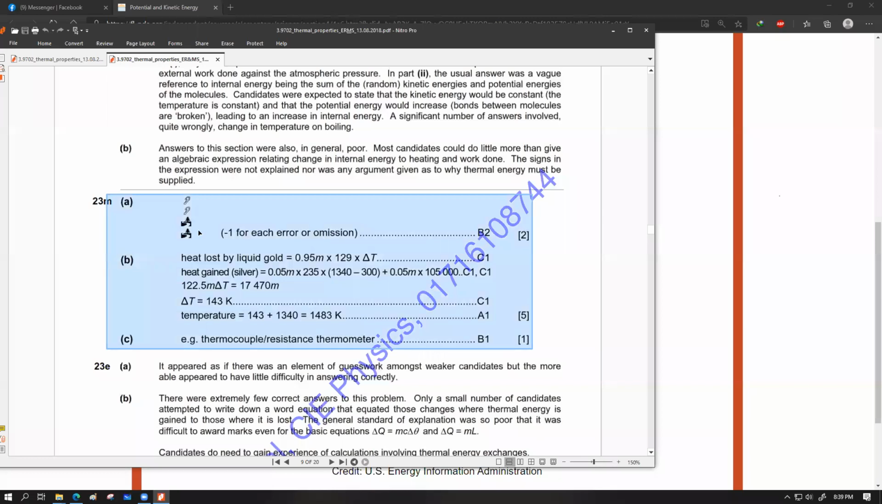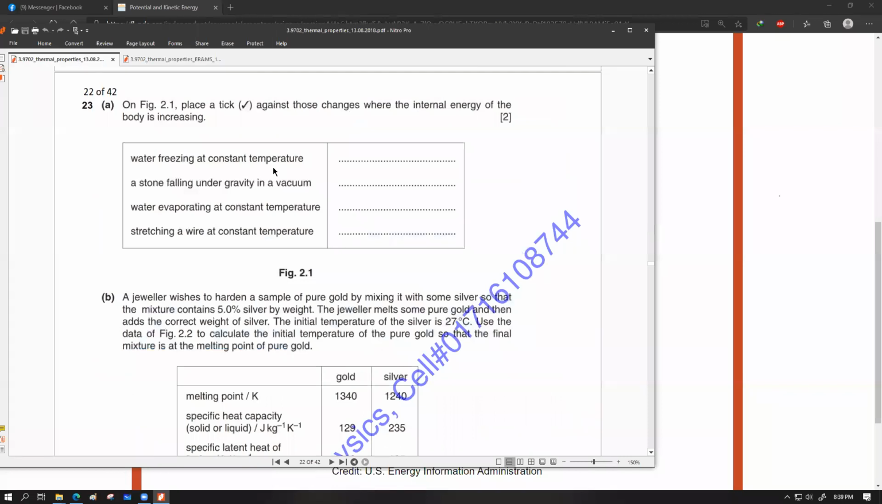That's the correct response. Sir, there will be a cross at the stone falling? No, there will not be a cross. We are not being asked to put a cross anywhere. Only place a tick in the cases where the energy is increasing. So you don't give a cross anywhere. You only give ticks in places where the energy is increasing.